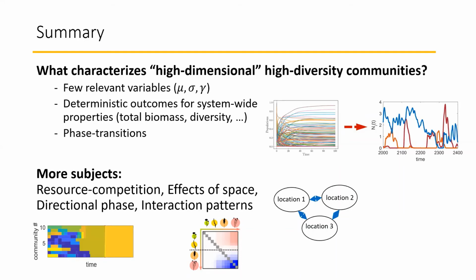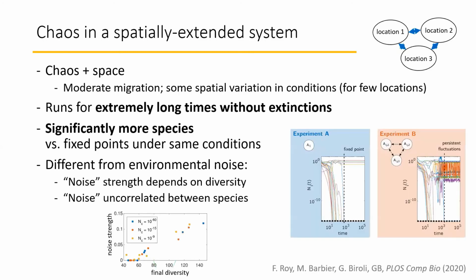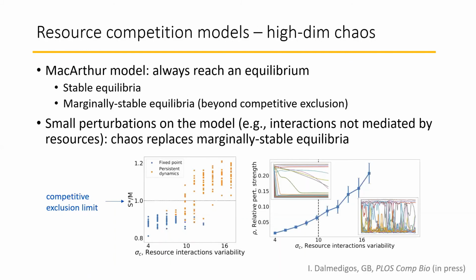And it's known that there can be chaos in resource competition models, but much of the work on these high diversity models has been done using the MacArthur model. It's a technical point for those of you who happen to know a bit. The MacArthur model is a specific model with specific assumptions on functional responses and so on. And that specific model always reaches an equilibrium. So you can ask, well, what's going on? Our answer, and it's a new paper coming out very soon, is that if you perturb the MacArthur model by just a little bit, okay, add a bit of interaction not mediated through the resources, or change the functional responses and so on, you do see chaos appearing. And in fact, it appears once you cross the competitive exclusion limit, when there are more species than resources.